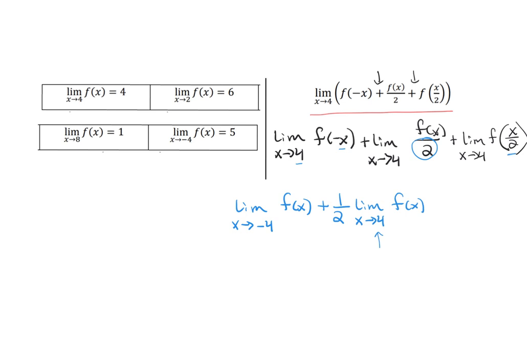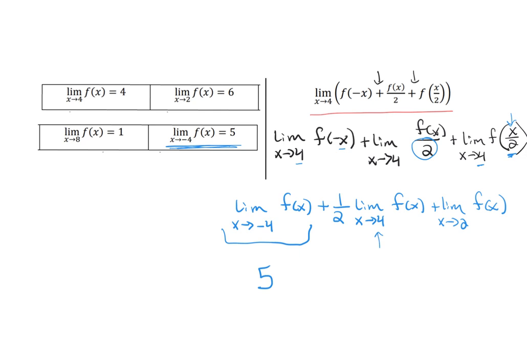And then here, because I'm changing something on the inside, that's going to change what I'm approaching. So if you think about plugging in, 4 divided by 2 is 2. So that's the limit as x approaches 2 of f of x. So now we have to use our table to figure all this out. So approaching negative 4 is 5. So this whole thing is 5.